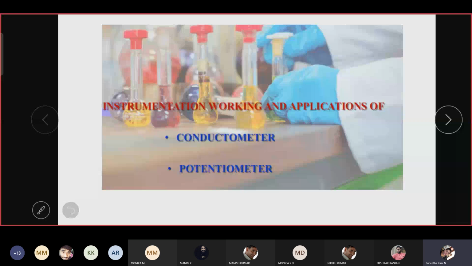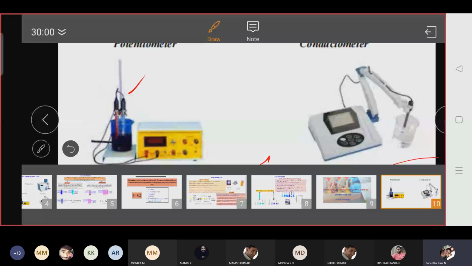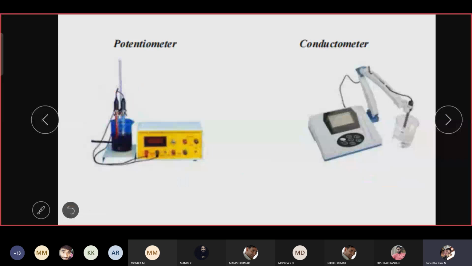Next is conductometry and potentiometry. I think you have done both the conductometric and potentiometric experiments in the regular practical classes, and you have seen the instruments and how they are used. So we only have to see the theoretical part. In potentiometry, you use two electrodes to measure the potential developed in the ionic solution. First we will see conductivity.